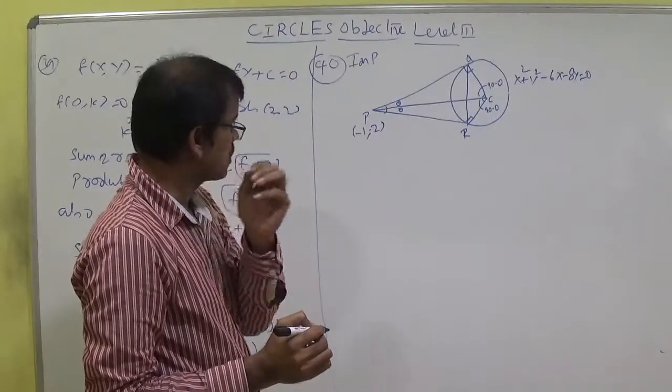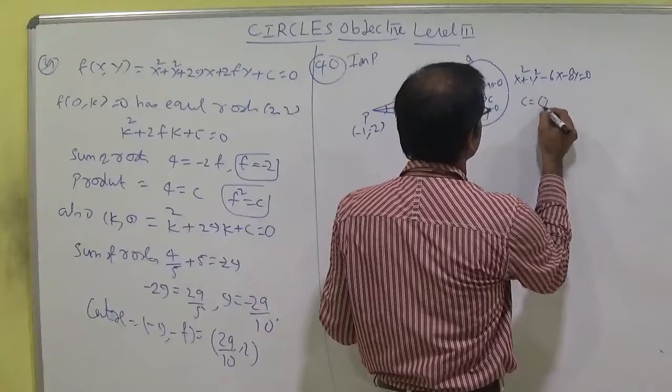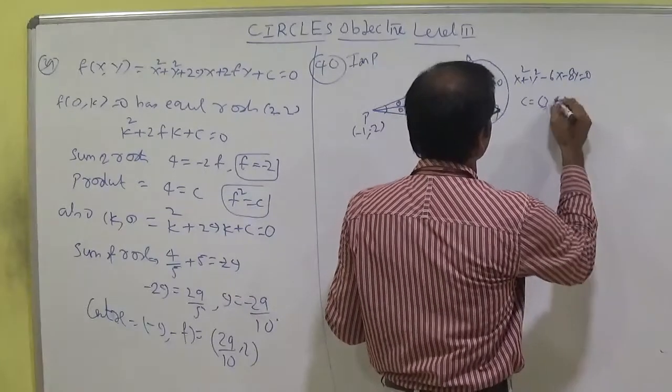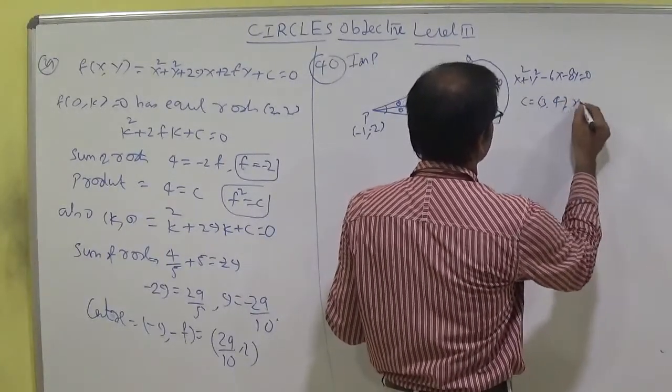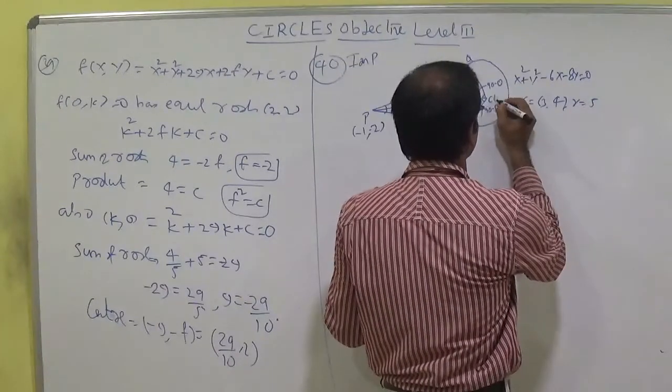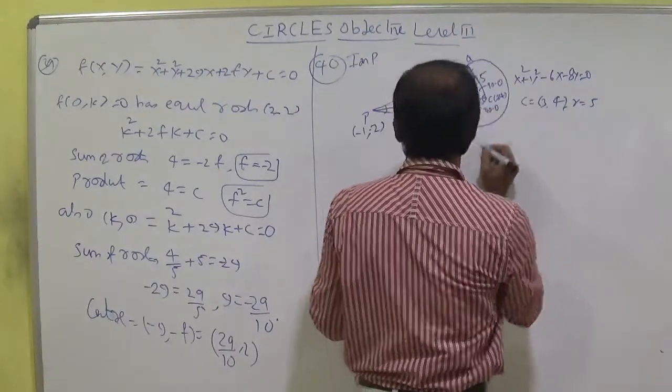x square plus y square minus 6x minus 8y equal to 0. Center is equal to (3, 4) and radius is equal to 5. Indicate here (3, 4), and this is 5 and this is 5.